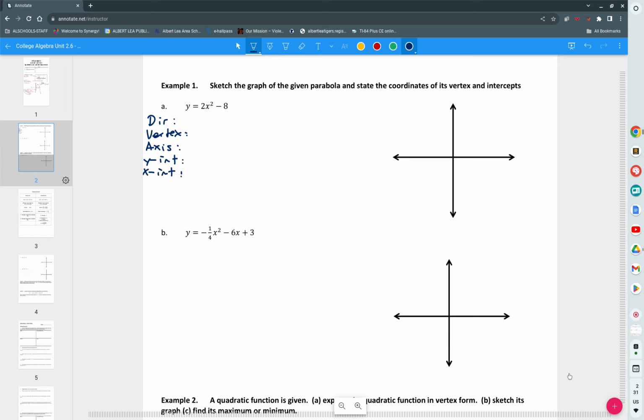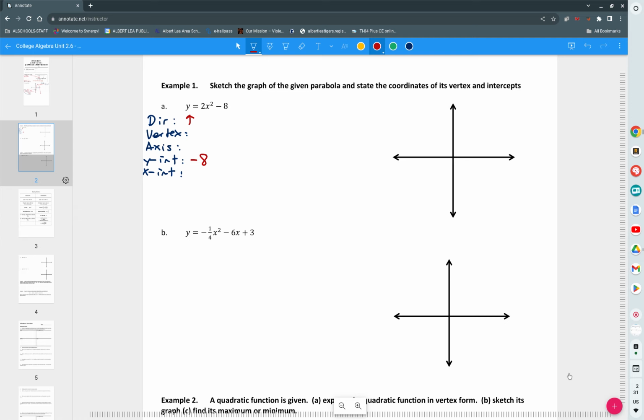What's the direction? Yeah, 2x squared is positive, goes up. The y-intercept is easy to determine. What's the y-intercept in this situation? Negative 8. It's just whatever constant's on the end. Boom. Got those 2 things. Knock them out. Those are on the test. We got problems, folks. Okay?